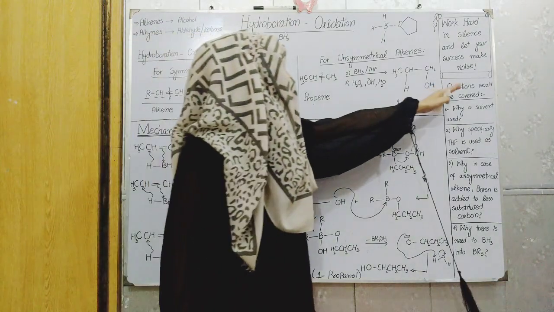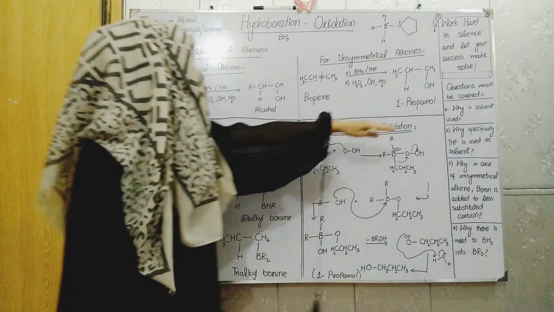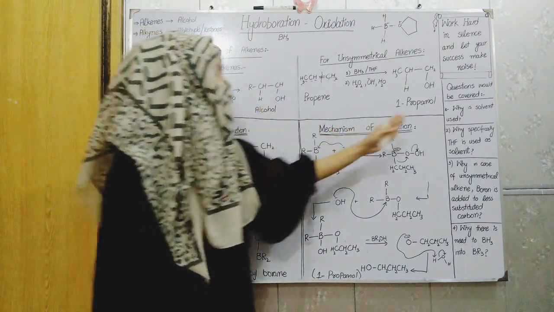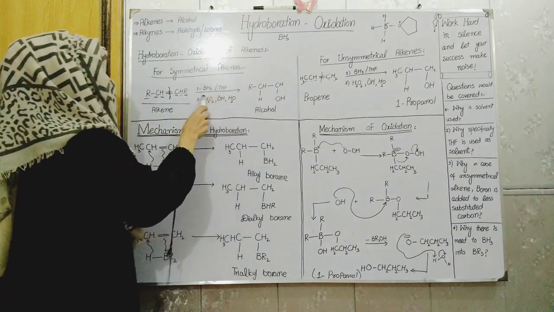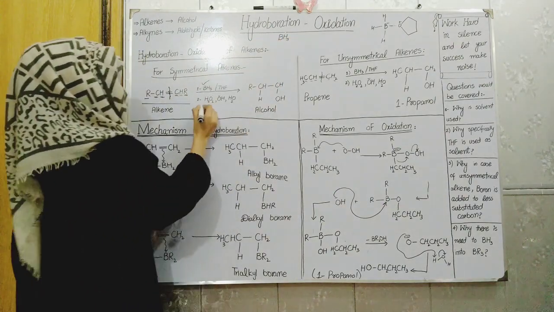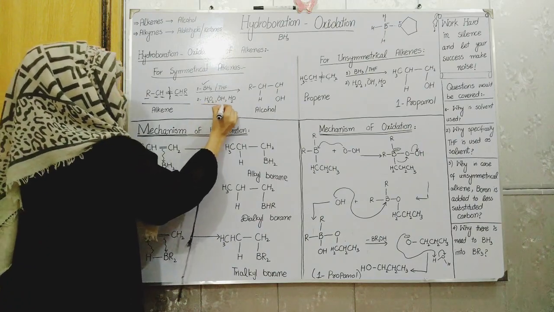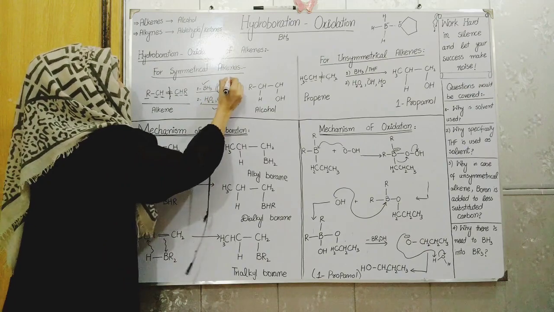And these are the questions that would be covered in this whole topic. First question arises here: why is the solvent used? As I said, hydroboration is the addition of boron, so boron is used, and oxidation is the addition of oxygen. For the oxidation we add these reagents, so these are used. Then why is THF used here?